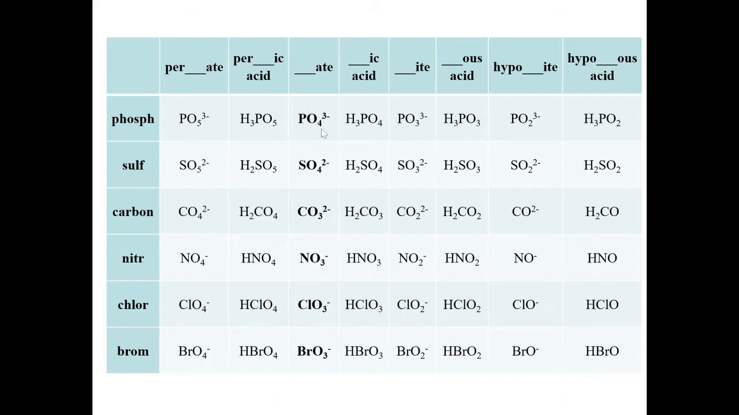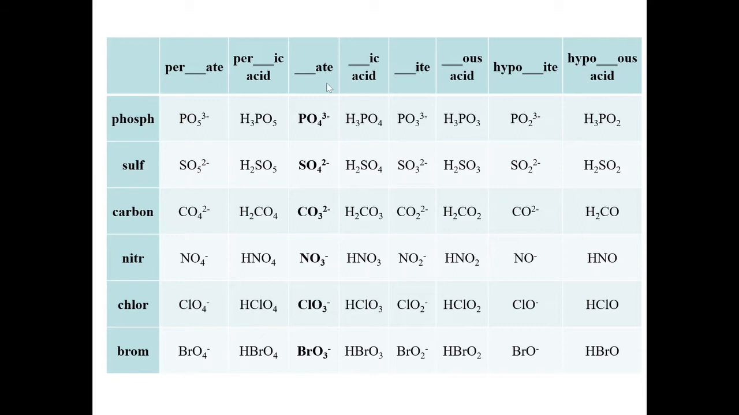There is not a lot of consistency between the charges of these ATE ions, or the number of oxygens on these ATE ions. Notice that it can have anywhere from 3 to 4 oxygens, and the charge can be anywhere from -1 to -3. So unfortunately, you do need to memorize this particular column. But once you understand this column, then you should be able to put together all other columns on this table.